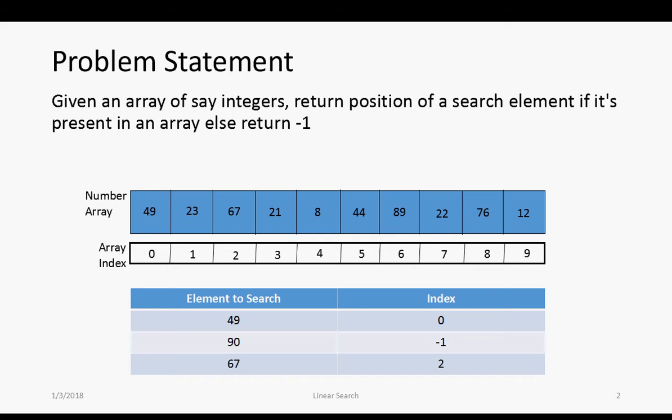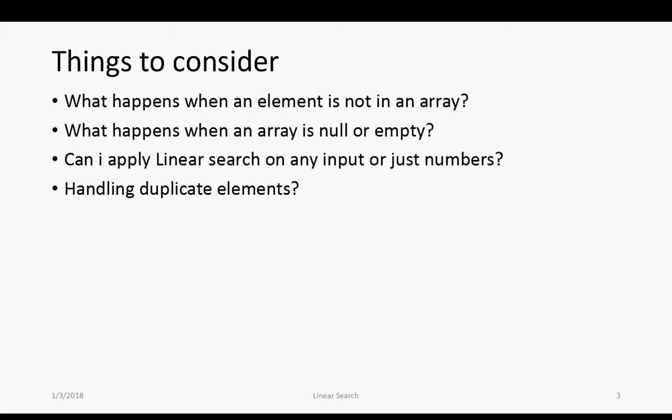Let's look at the edge cases, or the questions that you might need to ask the interviewer. The first question is, what happens when an element is not in the array? What should be the outcome? Here we said it's going to be -1. Maybe the interviewer is expecting a max value, a min value, or maybe a 0. Who knows, right? So it's better to clarify it with the interviewer.